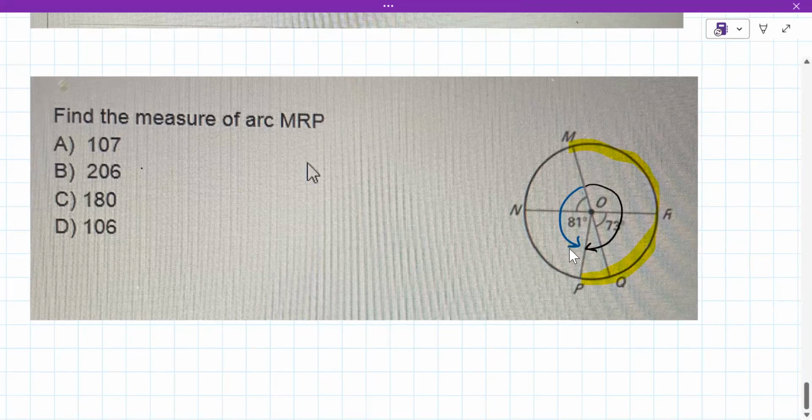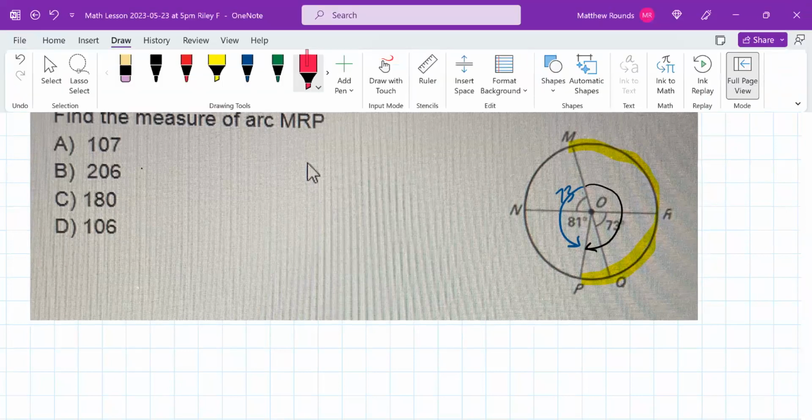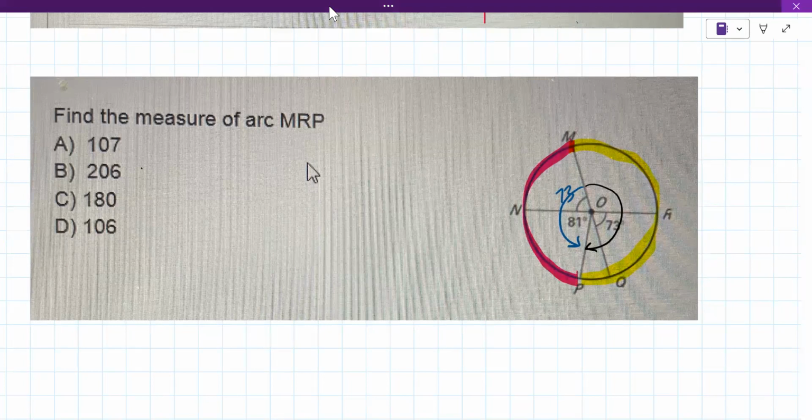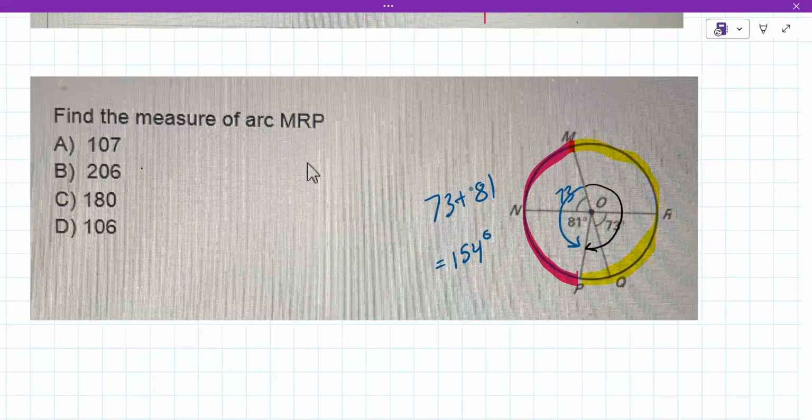All right, does anything stand out to you? Do you notice anything in this drawing? The 73, I'm pretty sure it's called a vertical angle. It is, the 73, and that's 73 up there. So that means this other one right here, you can get from adding 73 plus 81, which is 154. But that's not your answer. That's the other arc. Then you take 360 and subtract 154, and I got 206. You got it.